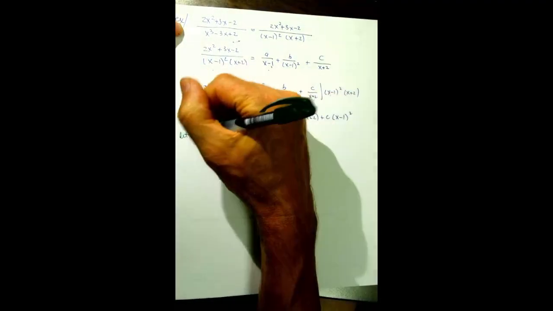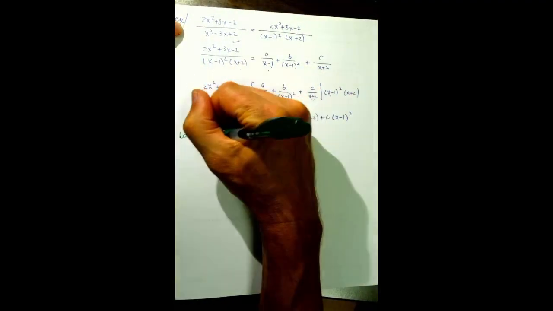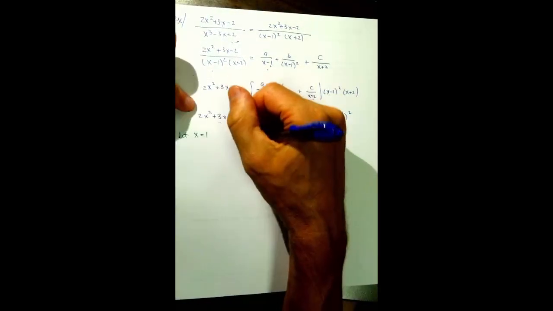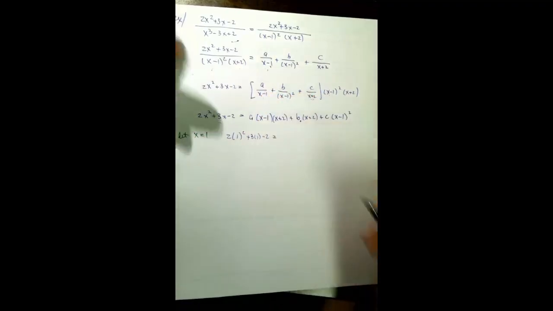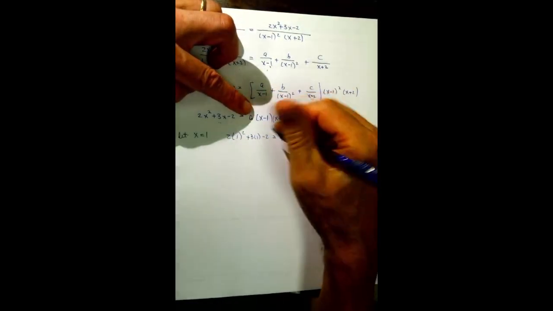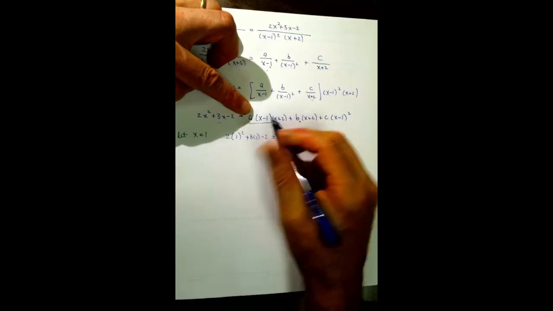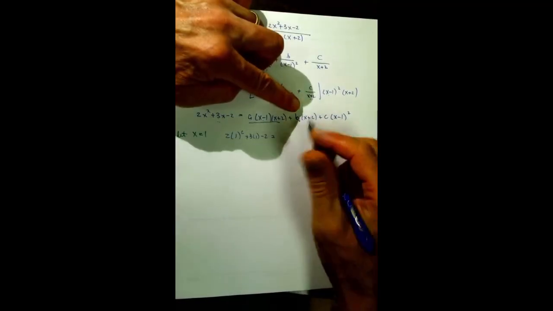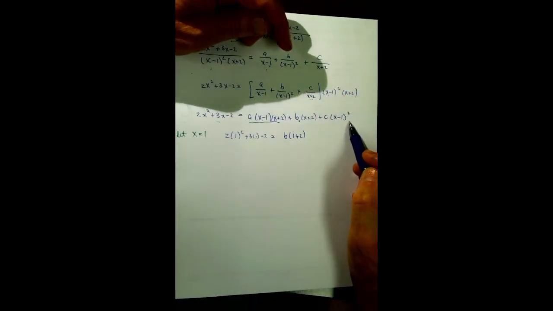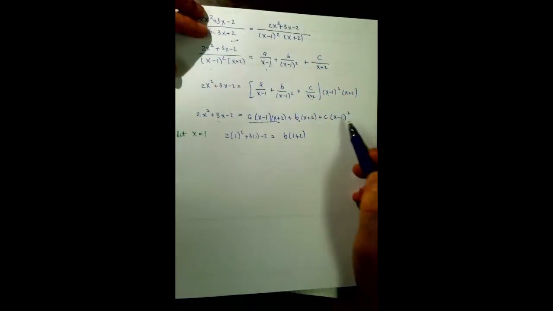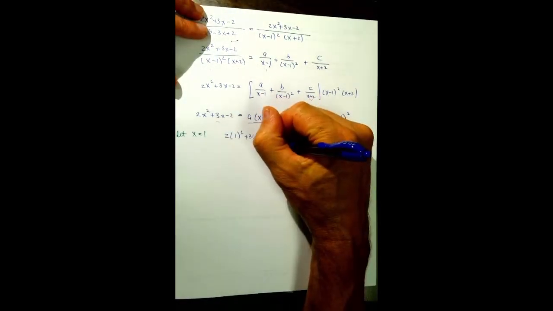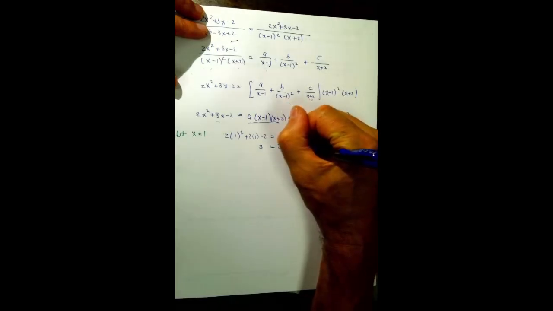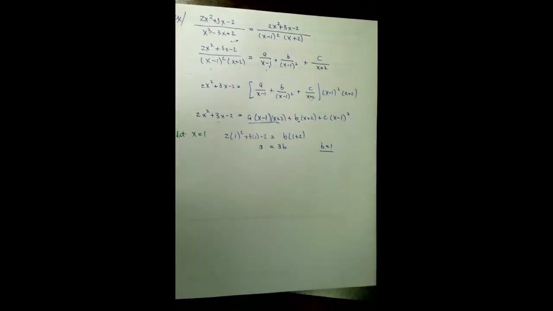So let me let x equal 1. If I do that, I'm going to get 2 times 1² plus 3 times 1 minus 2 on the left-hand side. This term will be 0 because I'll have 1 minus 1. This will be b times 1 plus 2, and then the c times (x − 1)² will be 0 because x equals 1. So I'm going to have 2 plus 3 is 5, minus 2 is 3. It's equal to 3b, so b equals 1.